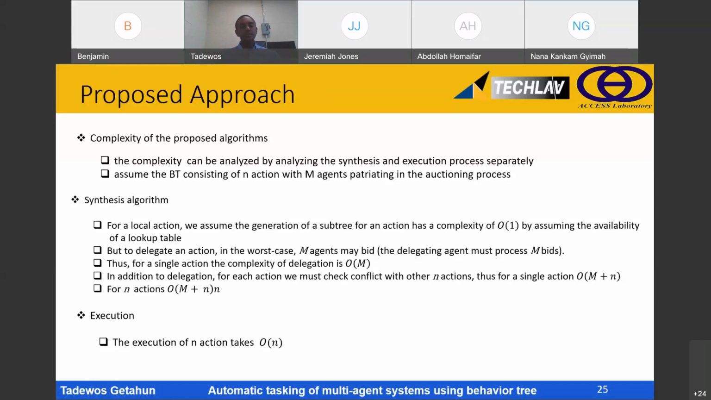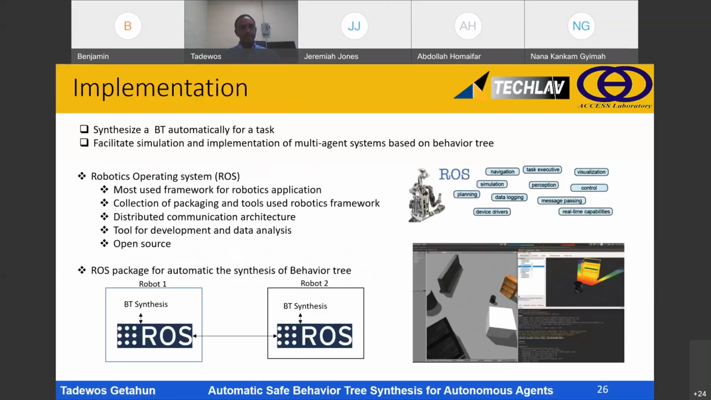For execution, it is easy. It will be order of n, which is the number of actions. This is the theoretical background.